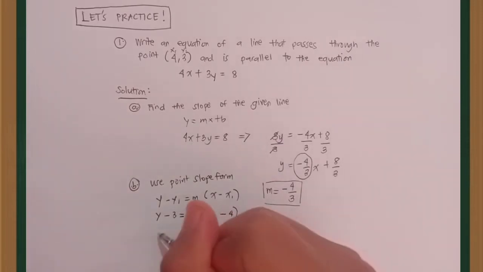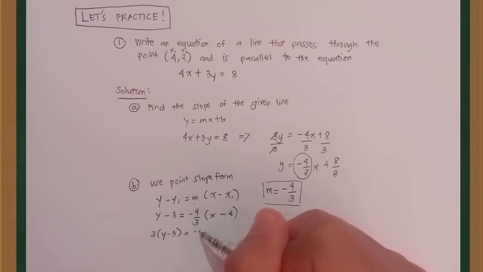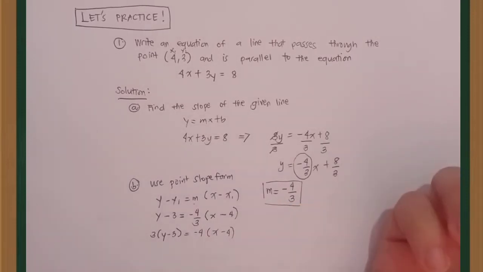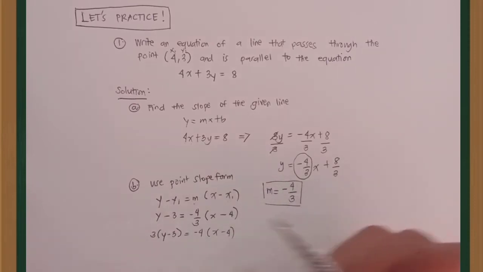Understood? So we multiply 3 on the left side of the equation, so it becomes 3 times y minus 3 equals, then the negative 4 stays, we multiply it by x minus 4. So the 3 as the denominator is multiplied on the left side of our equation, and the negative 4 just stays on the right side of our equation. After this, we solve and distribute.